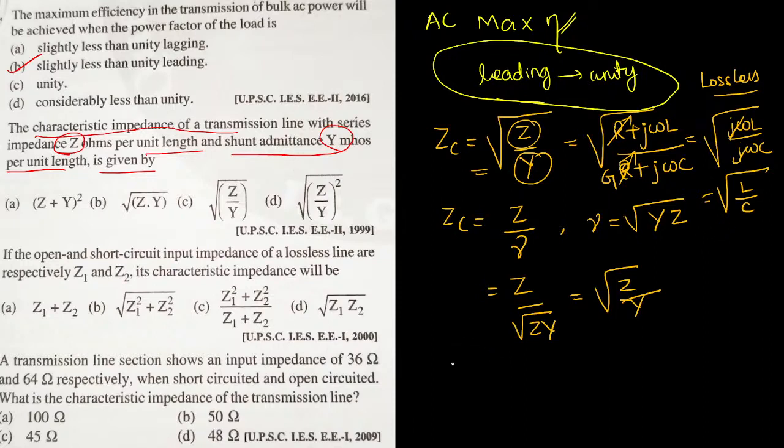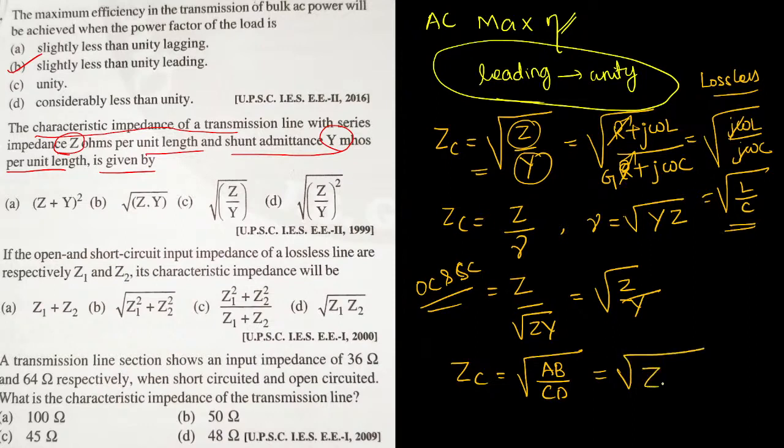Another way is, this characteristic impedance can also be written in terms of ABCD parameters, square root of A into B upon C into D. So here I am writing the characteristic impedance in terms of ABCD parameters. ABCD parameters mean we are calculating open circuit and short circuit parameters. So you can also calculate the characteristic impedance in terms of open circuit impedance and short circuit impedance. That is ABCD parameter only.